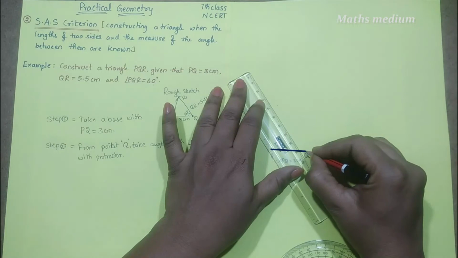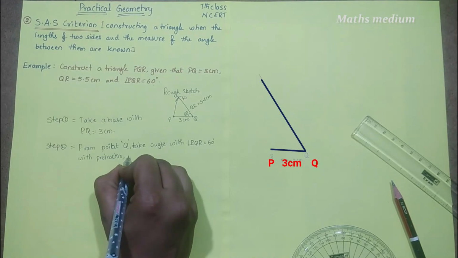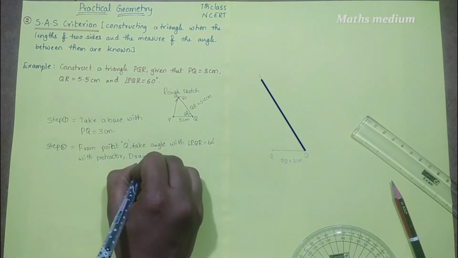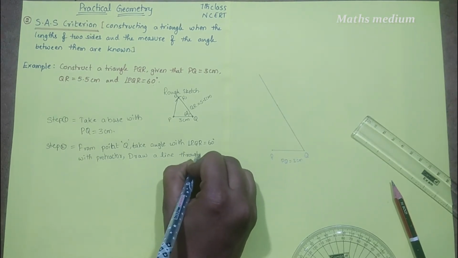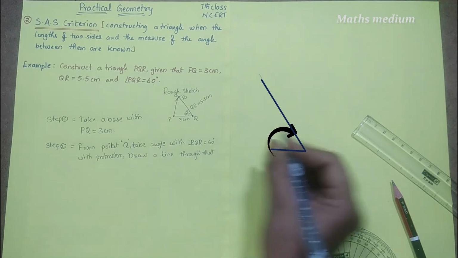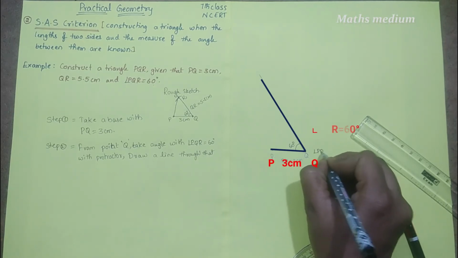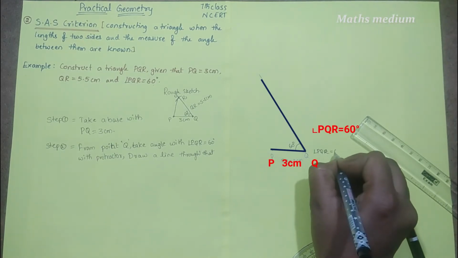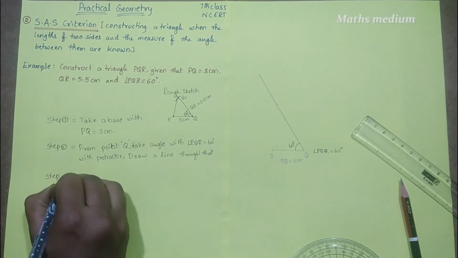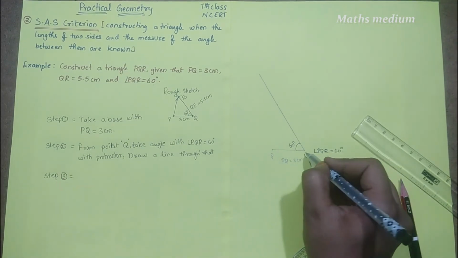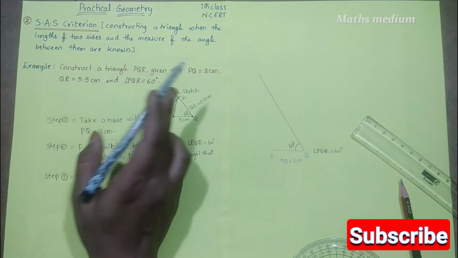Now draw a line through that like this with the protractor. So this is 60 degrees. That is also angle PQR is equal to 60 degrees. Now step 3. Here is Q and this is P. With relative Q point, we have QR is equal to 5.5 centimeters.